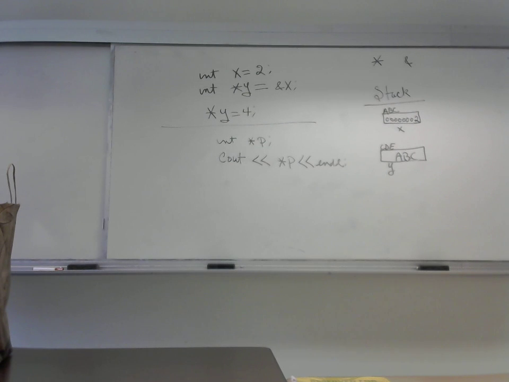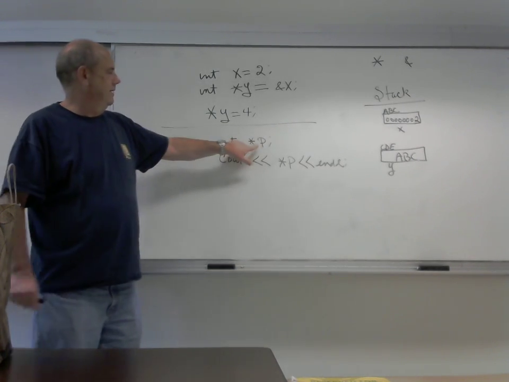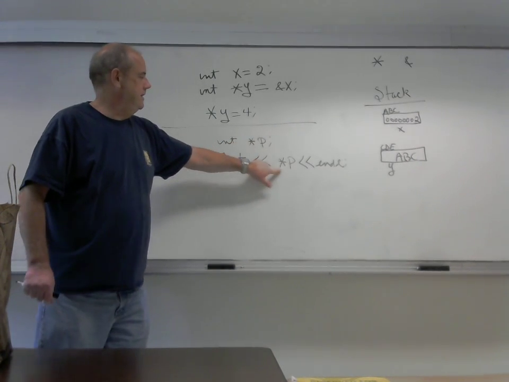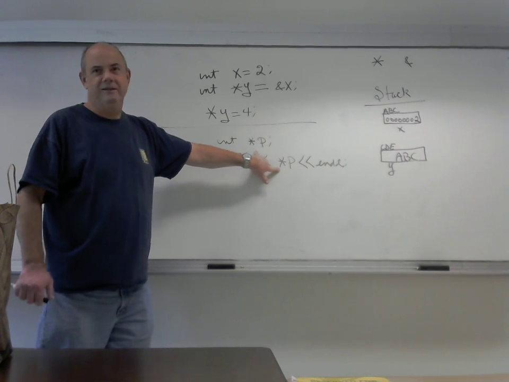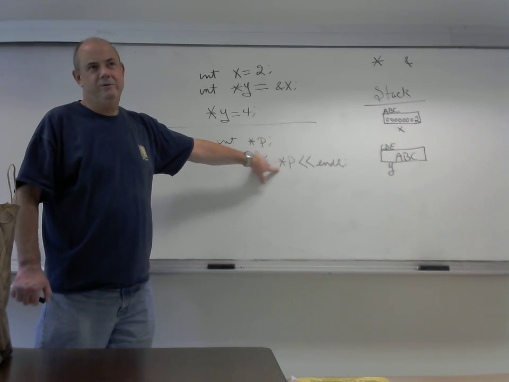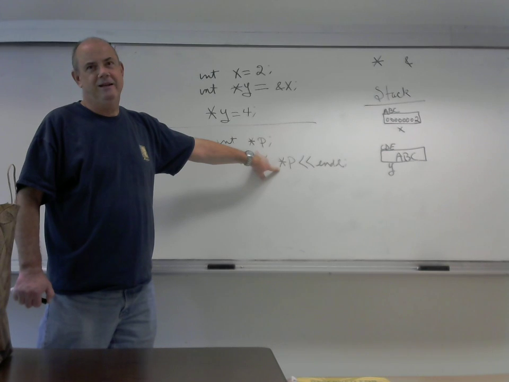What is star P? Star P is the contents in memory. So if P points to a 2, then it prints 2. So how can these two symbols be different things? In fact, they are. The first one's a pointer and the second one is not.